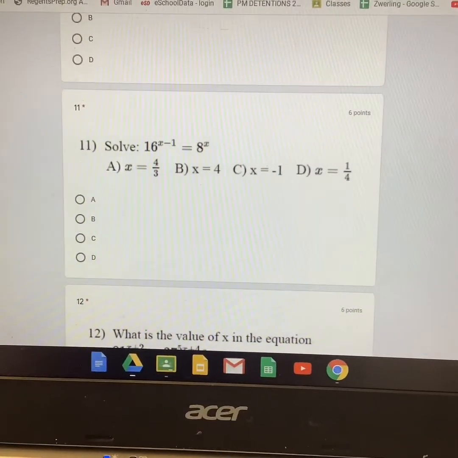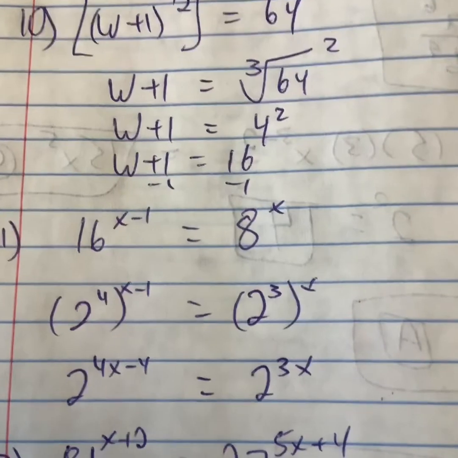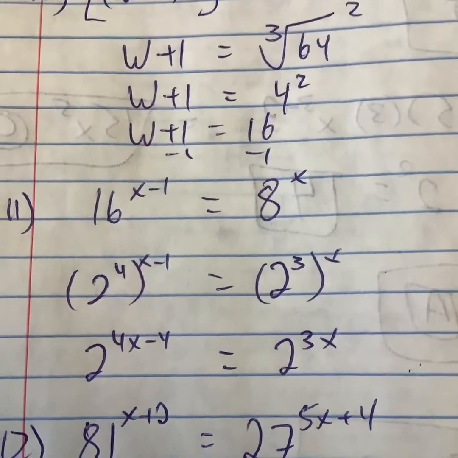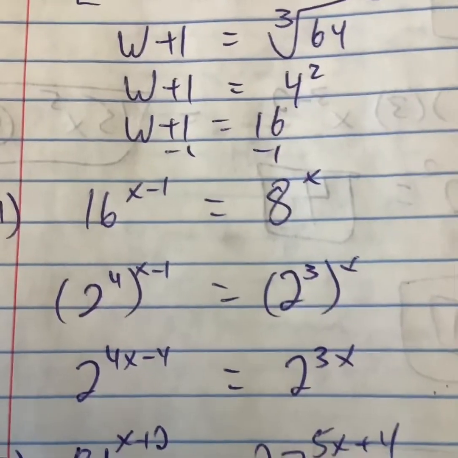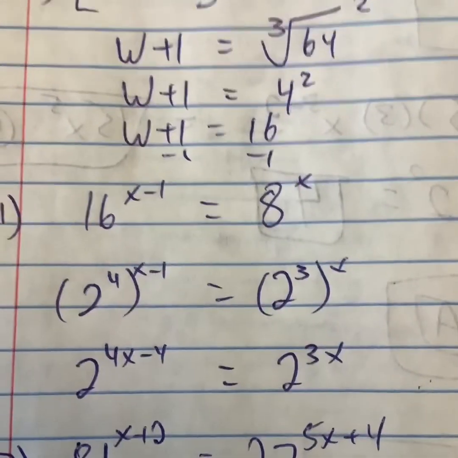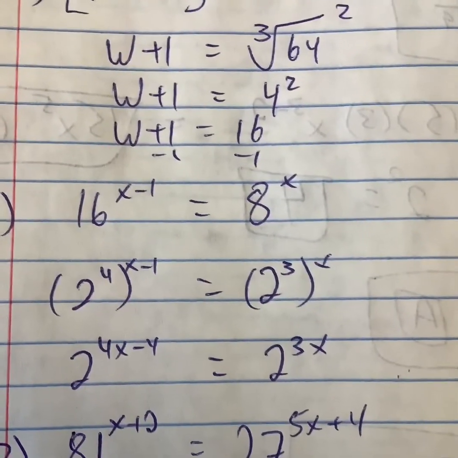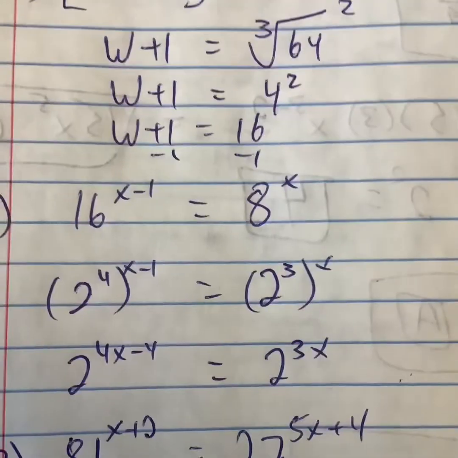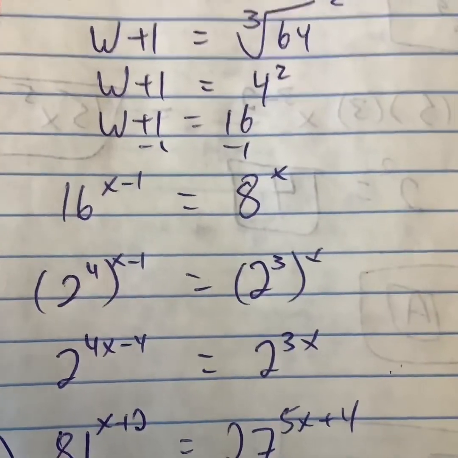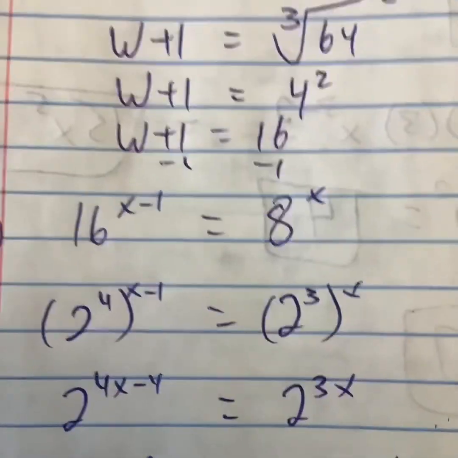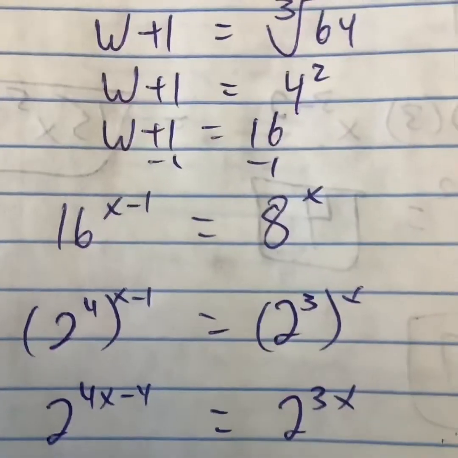For number 11, we've got 16 to the power of x minus 1 equals 8 to the power of x. So when you have an exponential equation, which is anytime we have a variable in the exponent, we have to find common bases and then set the exponents equal to each other. So between 16 and 8, the only common base that they have is a 2. It's not 4, because even though 4 squared is 16, 4 cannot be raised to an integer power that goes into 8. So we get 2 to the 4th power is 16.